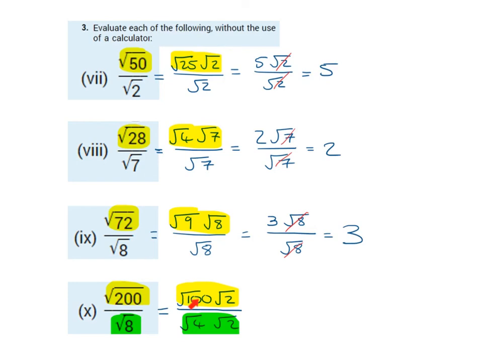Then root 100 will give us 10. The square root of 100 is 10, and the square root of 4 is 2. And these root 2s will cancel. And 10 divided by 2 is 5.